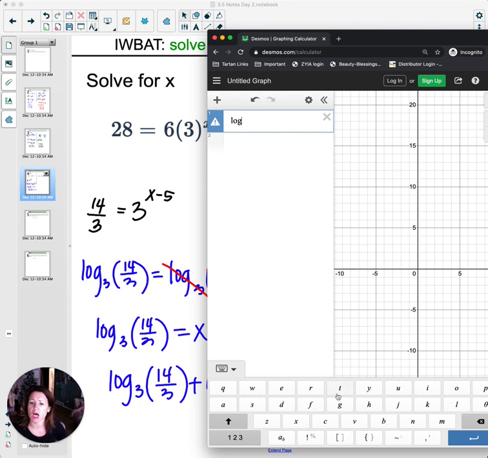So now we've got the log. We're going to need to use this subscript button so we can get a base 3. And then parenthesis 14 divided by 3. Close that parenthesis, and then add 5, and we get 6.4.